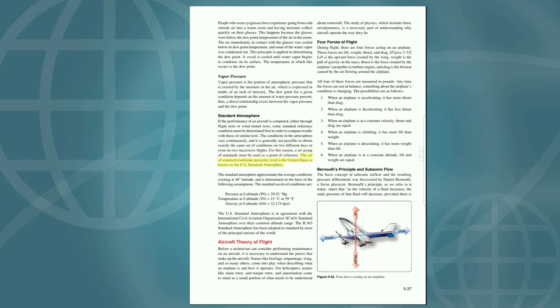The set of standard conditions presently used in the United States is known as the U.S. standard atmosphere. The standard atmosphere approximates the average conditions existing at 40 degrees latitude, and is determined on the basis of the following assumptions. The standard sea level conditions are: pressure at zero altitude, P0 equals 29.92 inches Hg; temperature at zero altitude, T0 equals 15 degrees Celsius or 59 degrees Fahrenheit; gravity at zero altitude, g0 equals 32.174 fps/s.